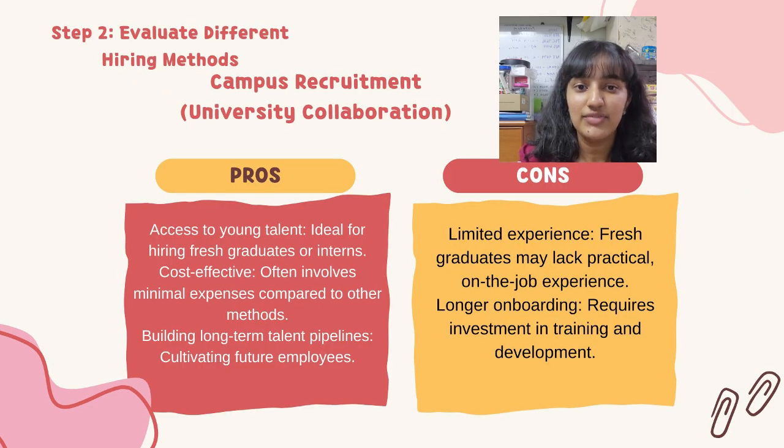The second step, we can evaluate different hiring methods, and we have two different hiring methods here. The first one happens to be campus recruitment, which is university collaboration. There are pros and cons to this. The pros are that we can access young talent, which is ideal for hiring fresh graduates or interns. Second, it is cost effective, which means that it often involves minimal expenses compared to other methods. And thirdly, we can build long-term talent pipelines, which is cultivating future employees.